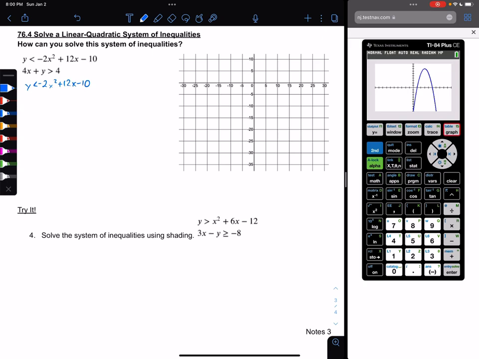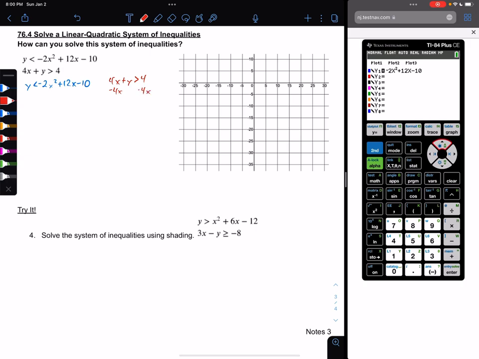And I will go back to the table, but right now let's do one at a time. So I'm going to go to y equals, and for my second equation, this red one here, I'm going to use 4x plus y is greater than 4. However, we can't type this in the calculator in the form it's in. We do need to have the y value isolated. So this is going to be y is greater than negative 4x plus 4. So here we're going to type in negative 4x plus 4.